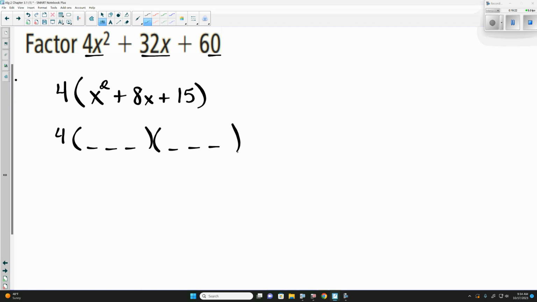Step 3, if the third term is positive, the signs are the same and match the sign of the middle term. If the third term is negative, the signs are opposite. Well, here the third term is positive, so the signs are the same and match the sign of the middle term, which is also positive. So our signs are positive and positive. And it might seem weird, but as I said earlier, with it being negative, we just have positive, negative. The signs are opposite.